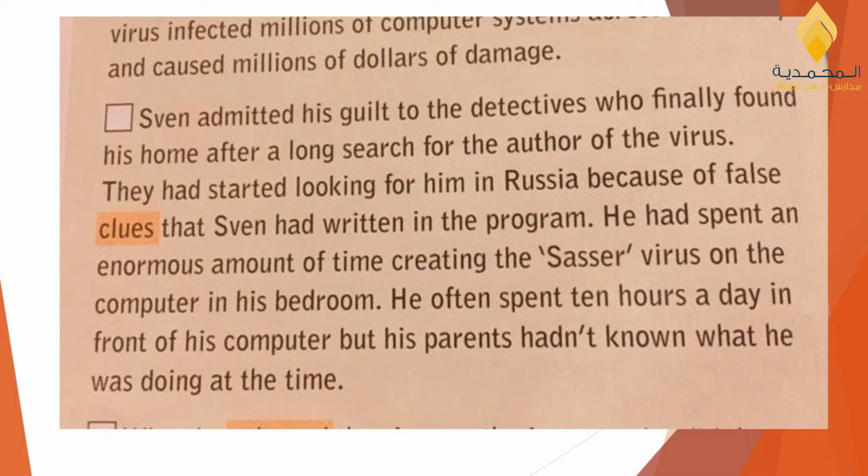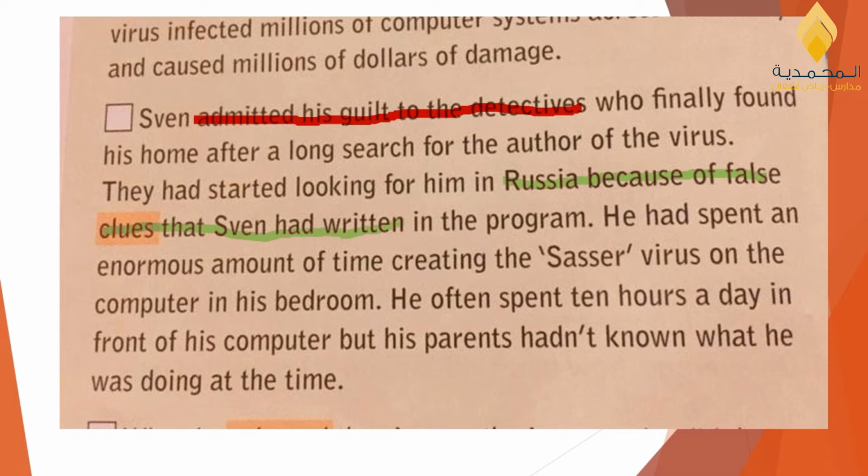Did Sven take responsibility for the crime he did? Yes, he admitted his guilt to the detectives and he said, "Yes, I am responsible for that." Where did the detectives start looking for him and why? They started looking for him in Russia. Why? Because of the false clues that Sven had written.